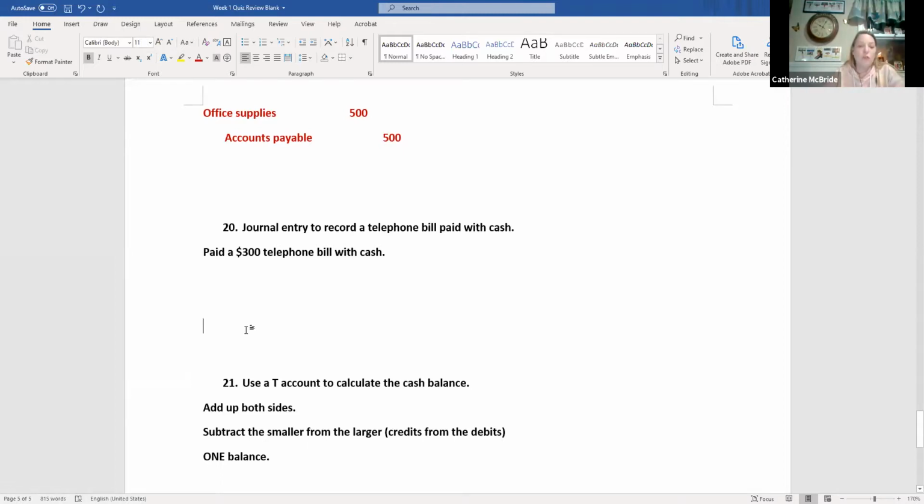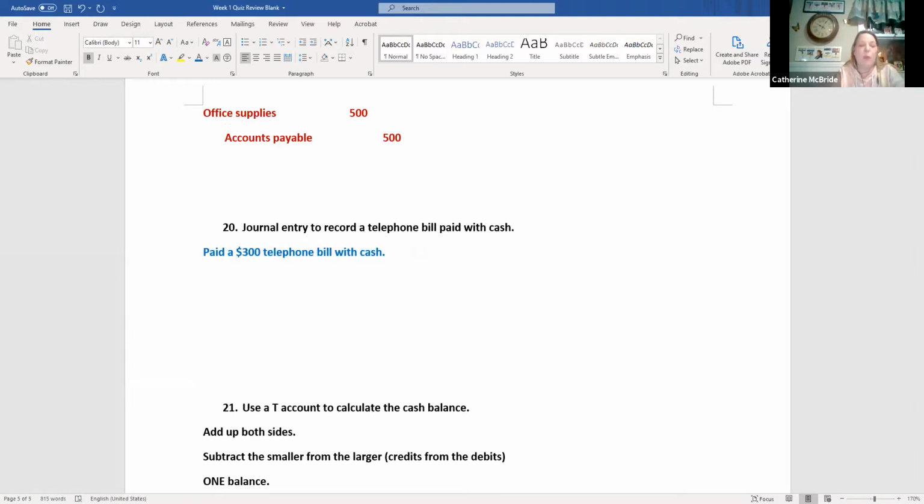Record a journal entry to record a telephone bill paid with cash. So the first thing you have to think about is, okay, I have this phone bill and I'm handing over cash. What two accounts are affected? Utilities expense, and then cash. Yes.